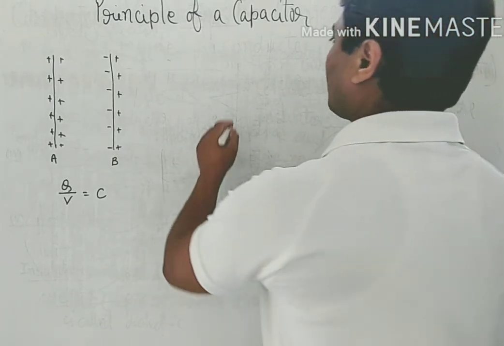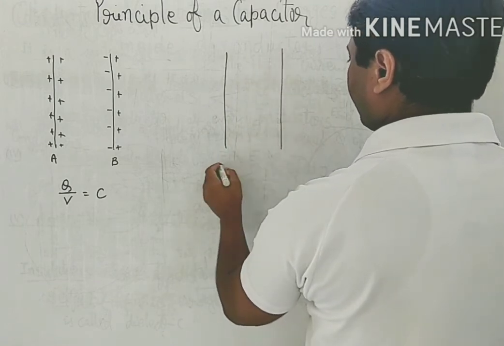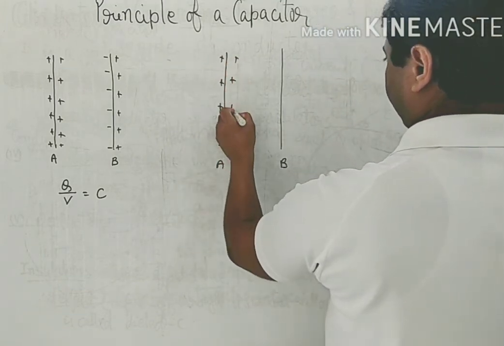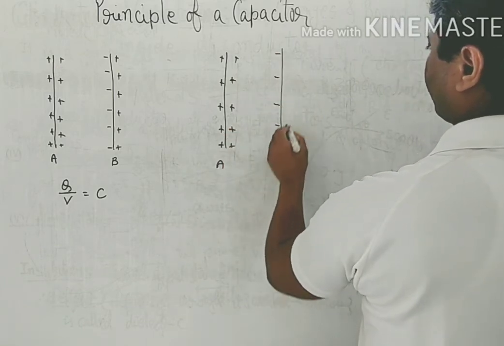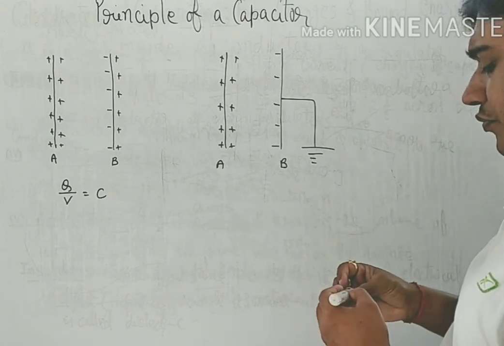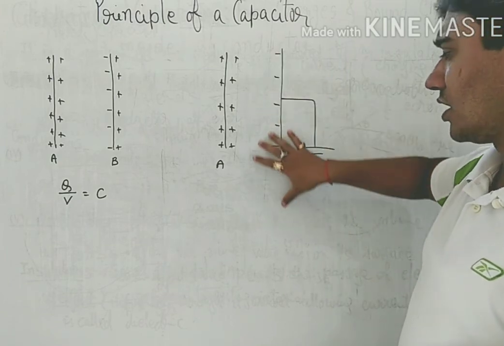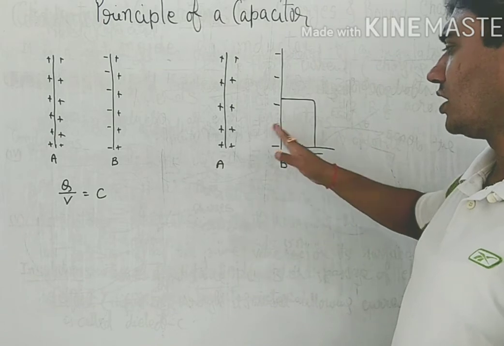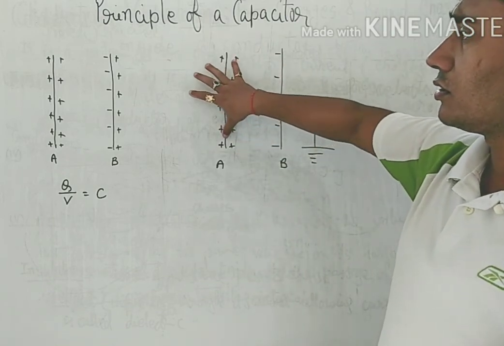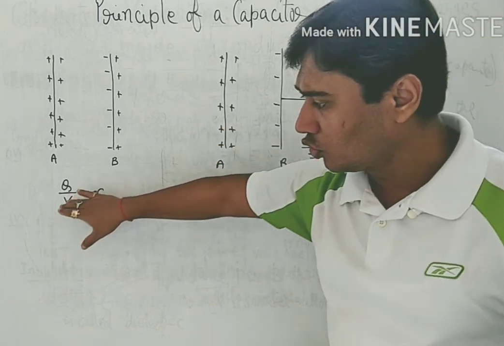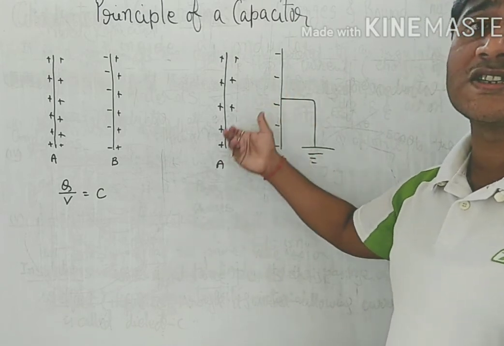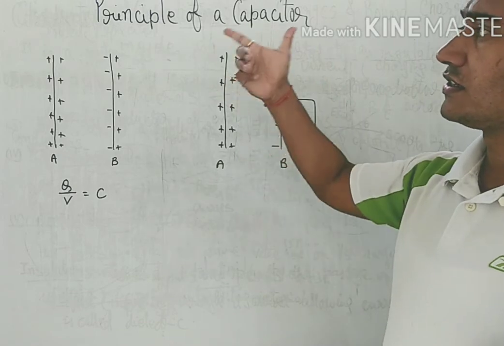Now for the next case, what do we do? If we have this plate A and plate B, and say plate B is earthed or grounded, the grounding of plate B will make these positive charges get neutralized, disposed of safely to the ground, and hence only negative charges are seen on the left side, the inner region of plate B. So students, this grounding or earthing of metal plate B will further lower the potential of plate A, and the lowering of potential of plate A will further increase the capacity of plate A. This way a few more charges can be accumulated on the capacitor. So this is the principle of a capacitor.